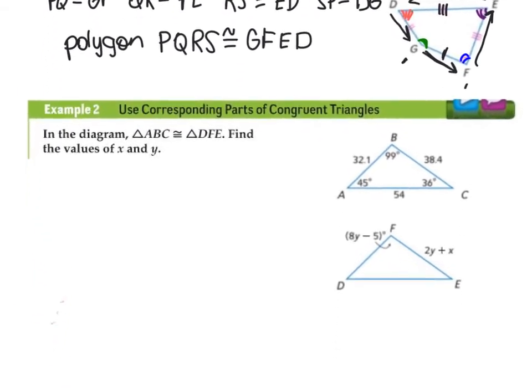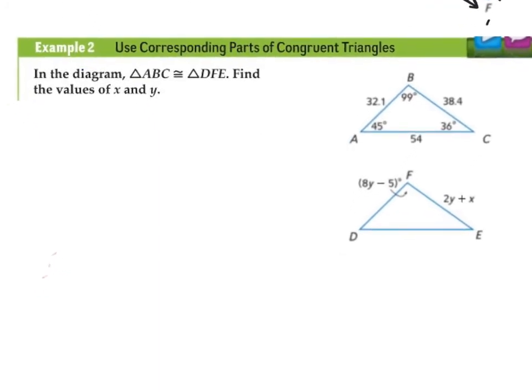On our next example, we're going to be using the corresponding parts to find missing angles or missing values. So I know triangle ABC is congruent to DFE. It tells me right here. Find the values of X and Y. So now I want to figure out what I need to solve for.